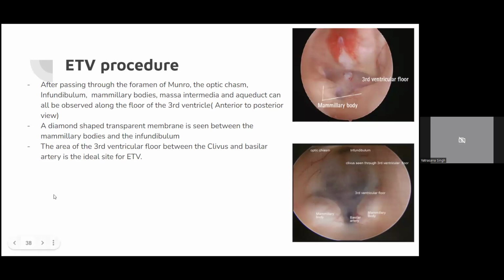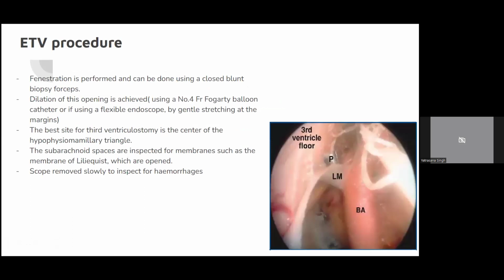The area of the third ventricular floor between the clivus and the basilar artery is the ideal site for the ventriculostomy. Fenestration is then performed, and can be done using a closed blunt biopsy forceps. Dilation is achieved using a number 4 Fogarty balloon catheter, or if using a flexible endoscope, by gently stretching at the margins. The best site for third ventriculostomy, of note, is the center of the hypophysiomammillary triangle.